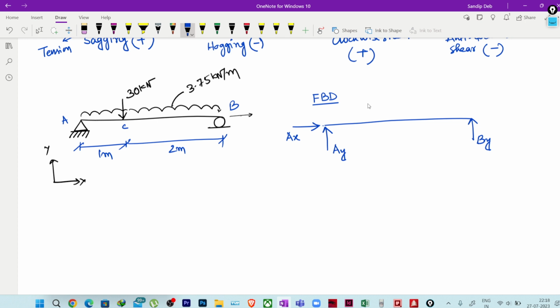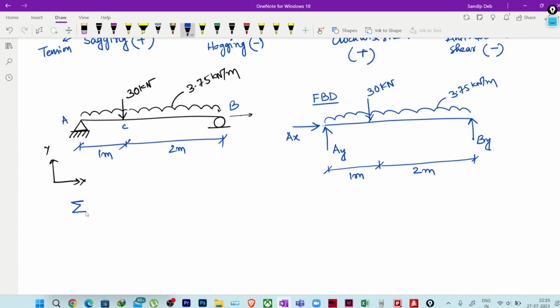Correct? Then we need to draw the forces. We have a 30 kilonewton load at 1 meter distance, and we have a uniformly distributed load due to the self weight, which is 3.75 kilonewton per meter. So this is the free body diagram. I should also draw these lengths. Fine.